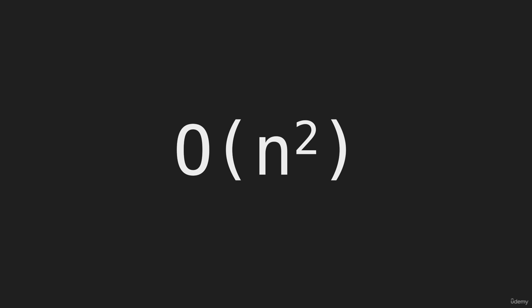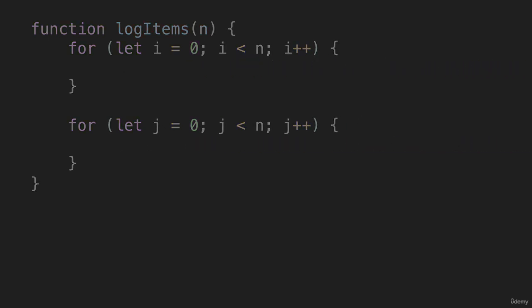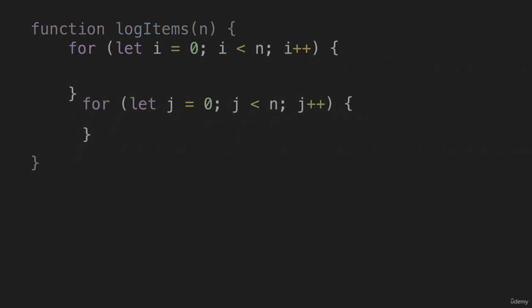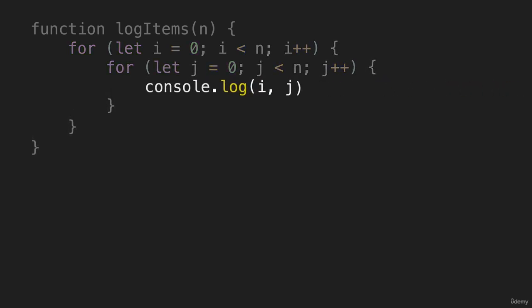So now we're going to look at our next big O notation, which is O of n squared. We're going to start this off with the code that we used in the last video, where we had a for loop followed by another for loop. But I'm going to change this, and we're going to remove the console logs, and we're going to nest one for loop inside of the other. And then our console log is going to be for i and j inside of the two for loops.